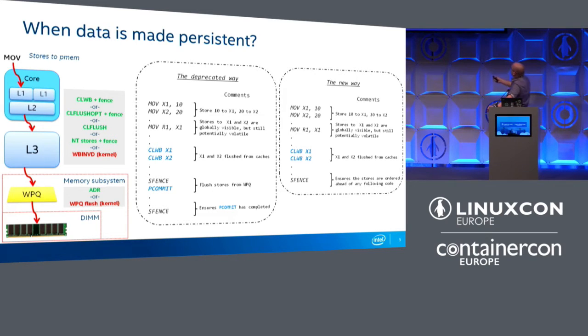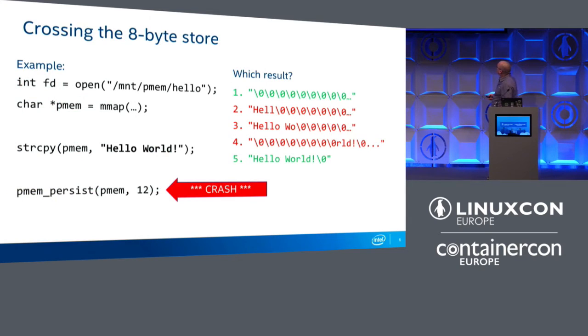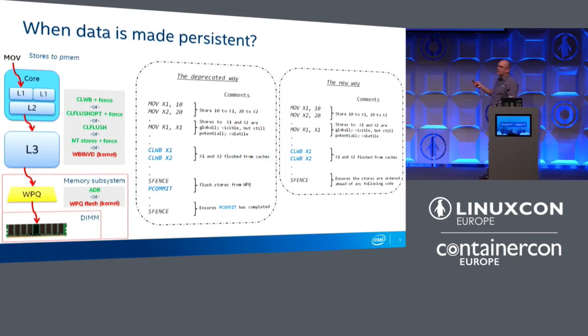So now this is the deprecated way of how we flush the data to persistence, and here is the new way. The pcommit has gone, which is fine because it's also a heavy instruction and kind of problematic. So flushing data to persistence is one of the problems. You need to remember it. It's not just store and forget.